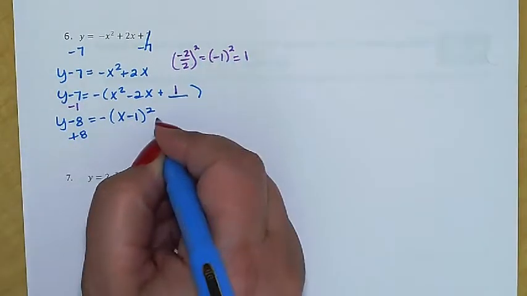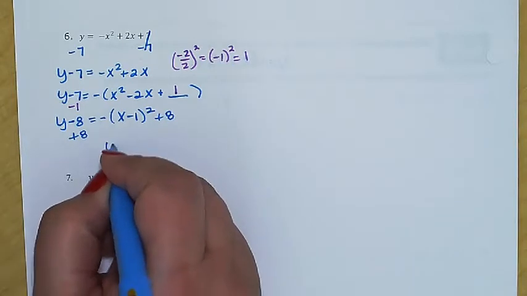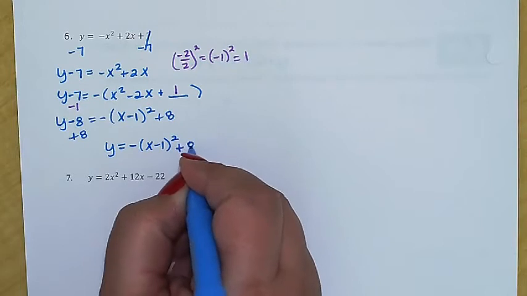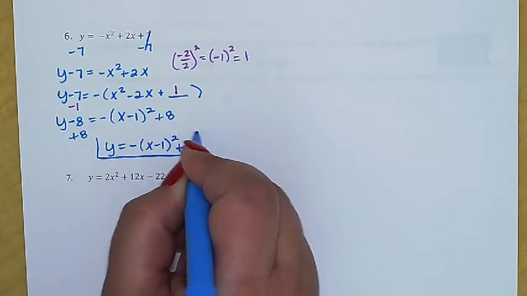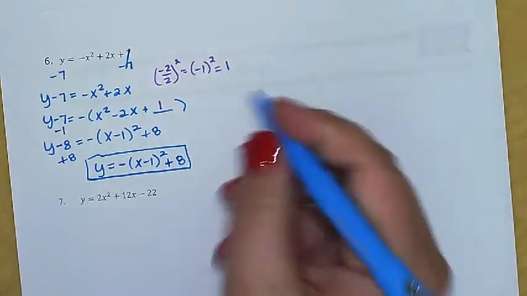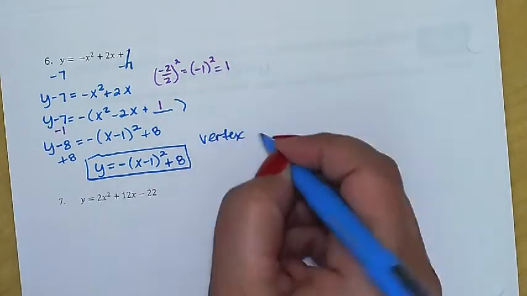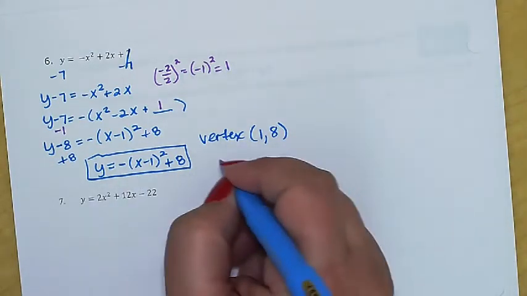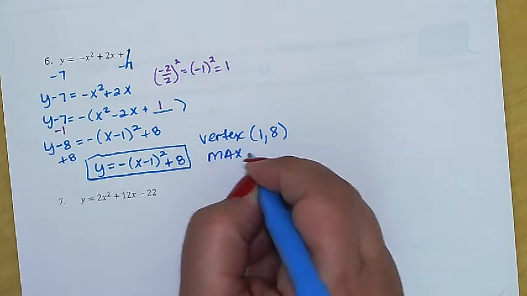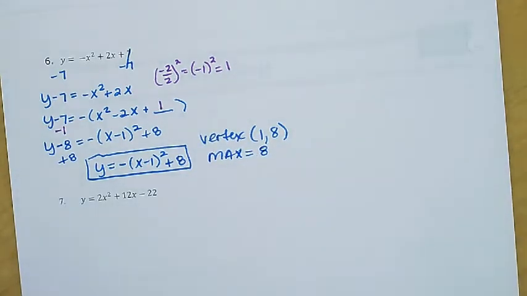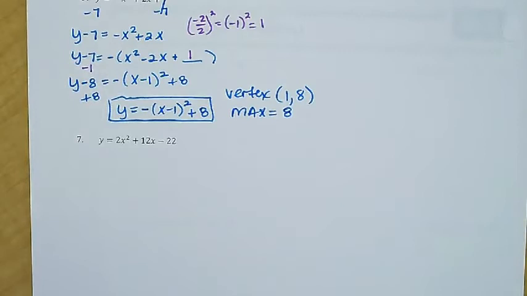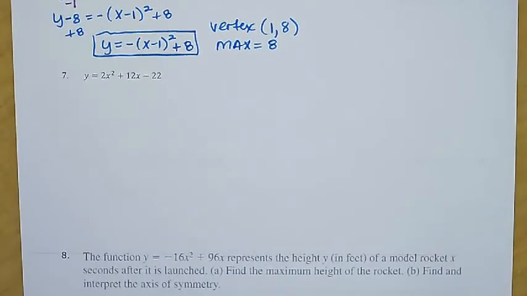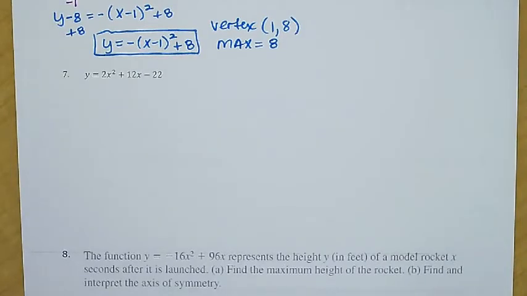So if you add the 8 back to the other side, the vertex form here is y equals negative (x minus 1) to the second plus 8, and there's your vertex form. And the vertex of that parabola would be at (1, 8). And this one opens downward, so that would be a max value at 8. Okay. That would be everything you'd want to know about that parabola itself. And vertex form we already knew was really helpful. Try number 7 on your own and see how that one goes.